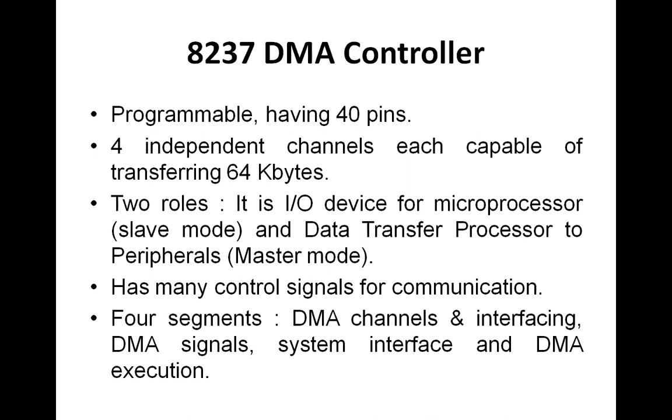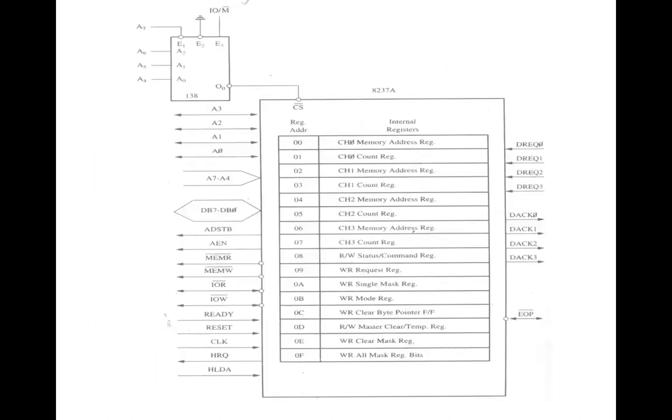It also needs some additional signal lines to communicate with the addresses of the 64 kilobytes, and these signals must be generated externally by using latches as well as buffers. Of course, the 8237 is a little bit complex, but we can discuss it in 4 segments: first, DMA channels and interfacing; second, the DMA signals; then the system interface; and then the DMA execution. So let us first discuss the DMA channels and the interfacing.